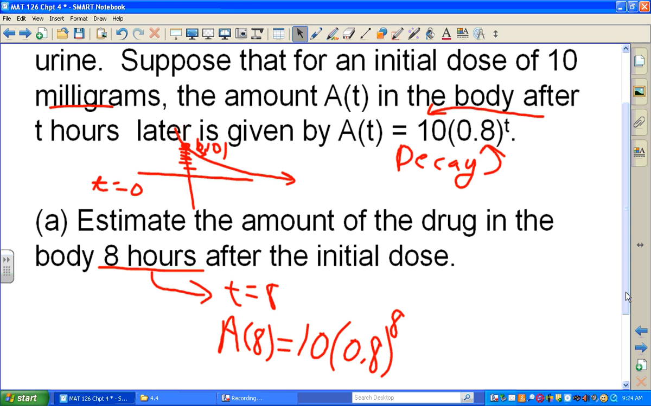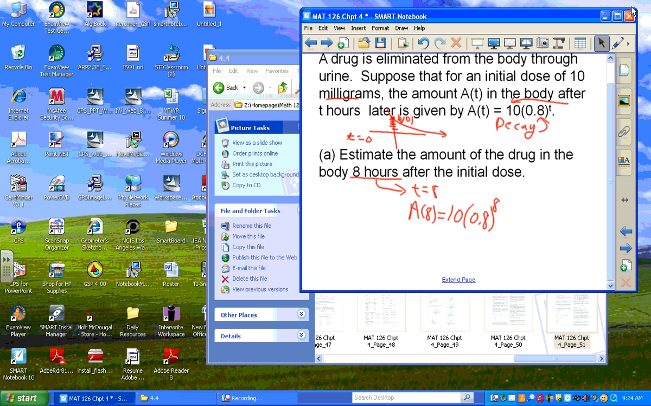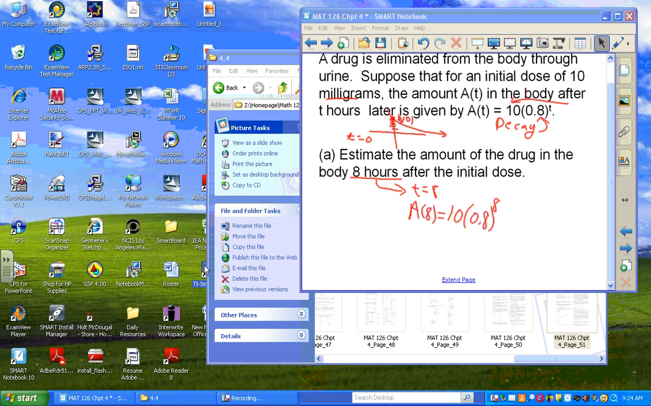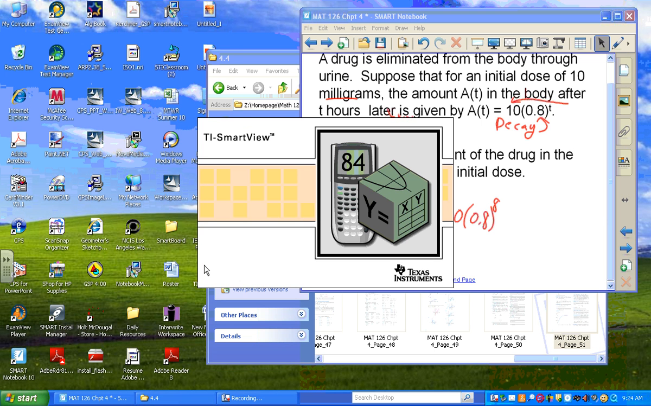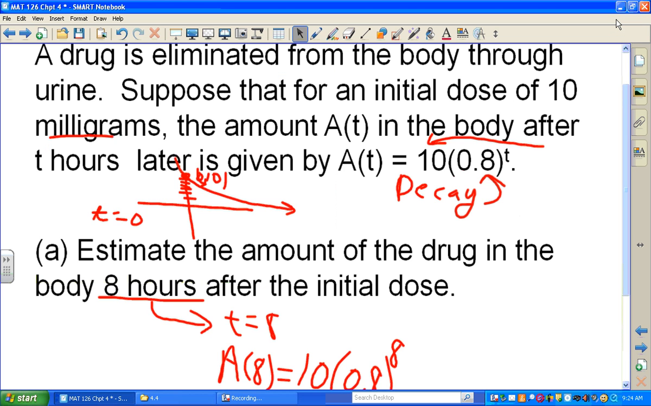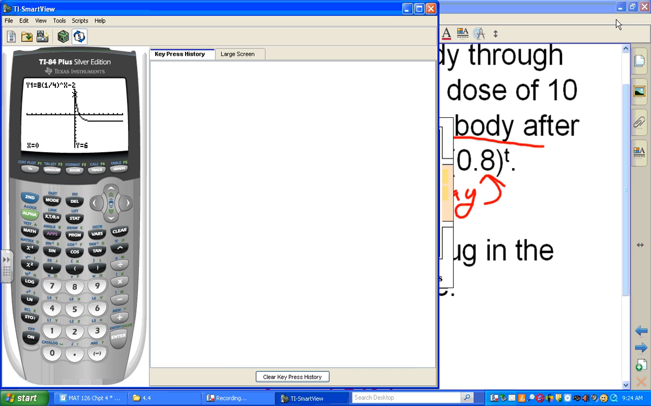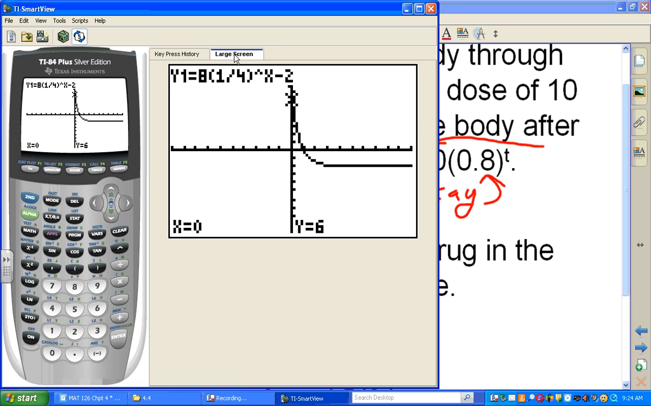Now it's on your desk. Let's see, where did it go? There it is. Oh no! Large screen.